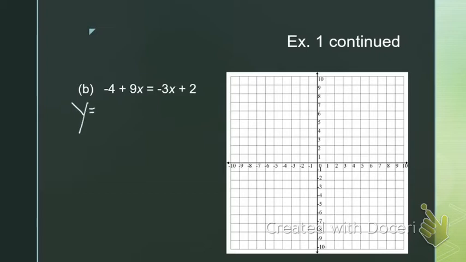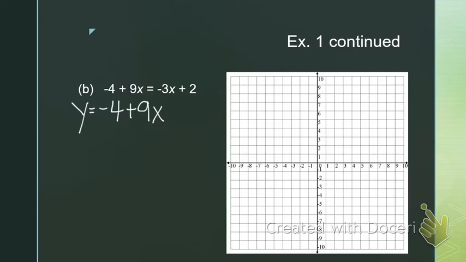Y equals -4 plus 9. Very good. Now, earlier today, I had a student who wrote down y equals 9x minus 4 because they wanted it in slope-intercept form. But does it really matter? No. Desmos is going to recognize it either way.